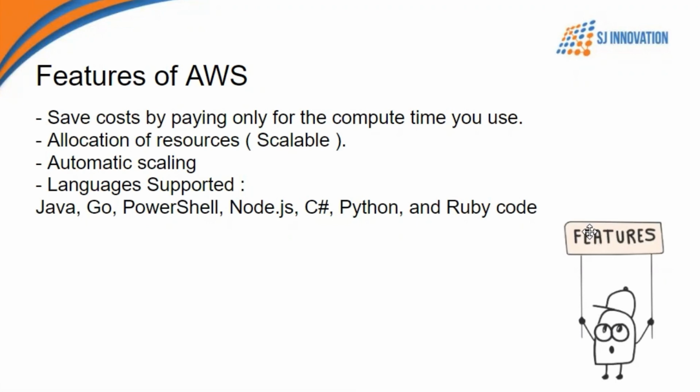The fourth thing is the languages that are supported. Lambda supports a lot of languages: Java, Go, PowerShell, Node.js, C Sharp, Python, and Ruby. Okay, so enough of theory. Let's move on to the practical session.